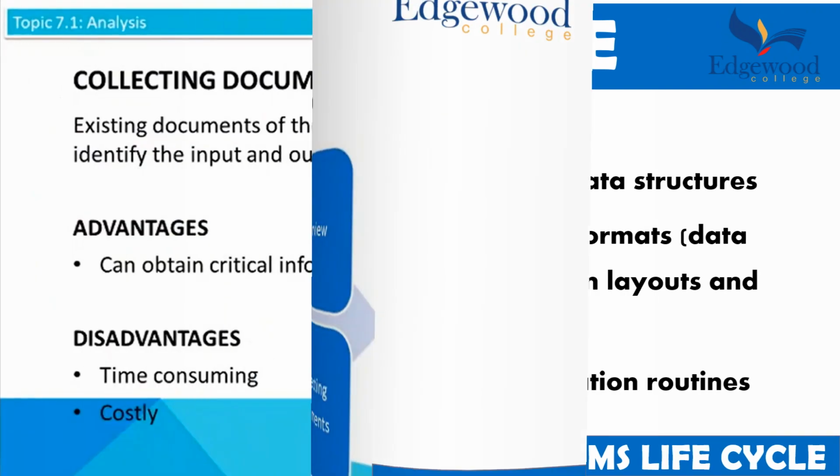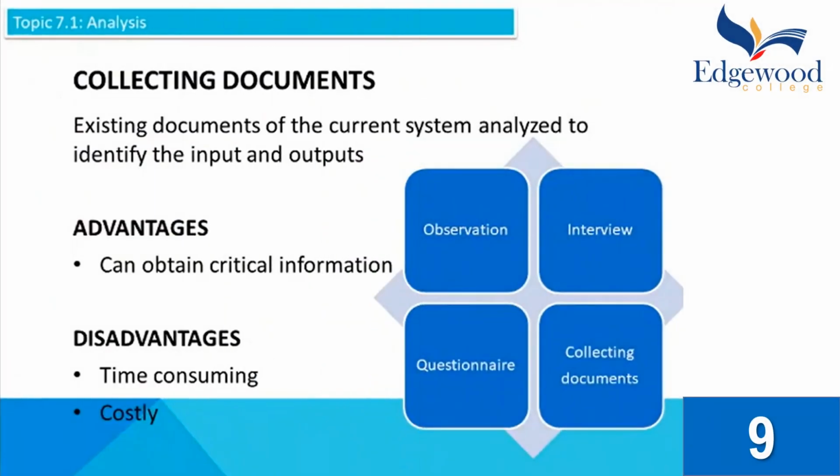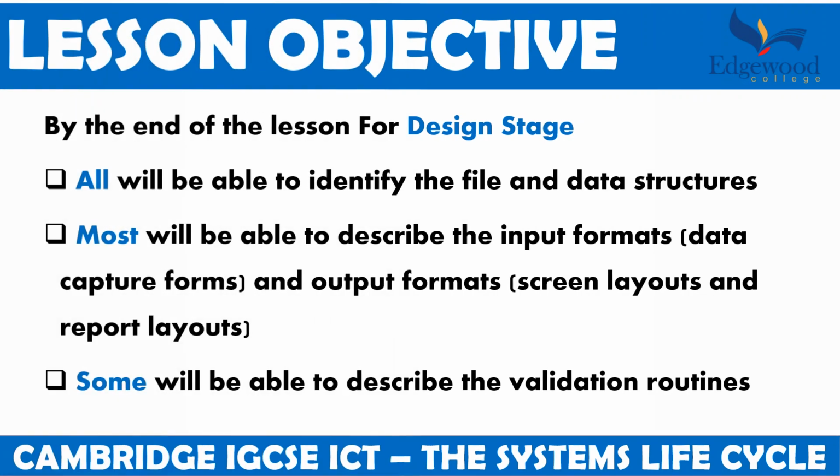So here, in the first phase, the first stage, we have methods of analyzing the current system. We have observation, interviews, questionnaires, and collecting documents. Now we'll be looking at the second phase, and the lesson objective. By the end of the lesson, for the design stage, all will be able to identify the file and data structures. Most will be able to describe the input formats, data capture forms, and the output format, talking about the screen layouts and the report layout. Some will be able to describe the validation routines.